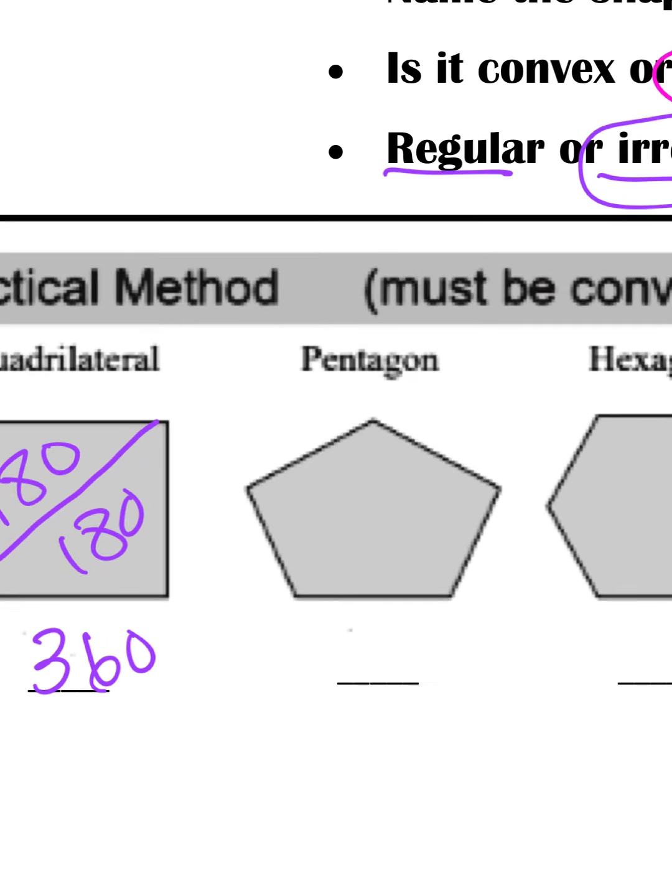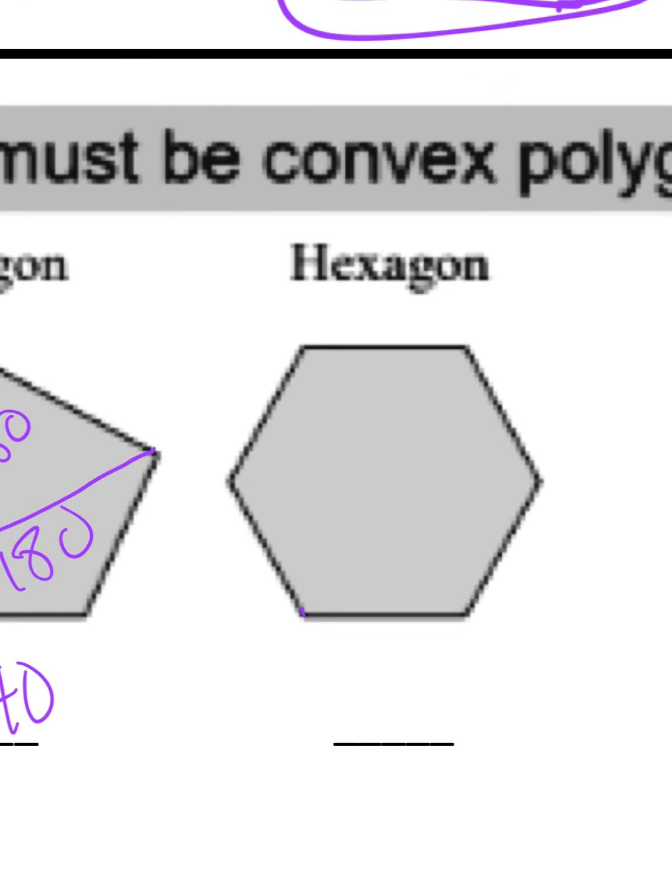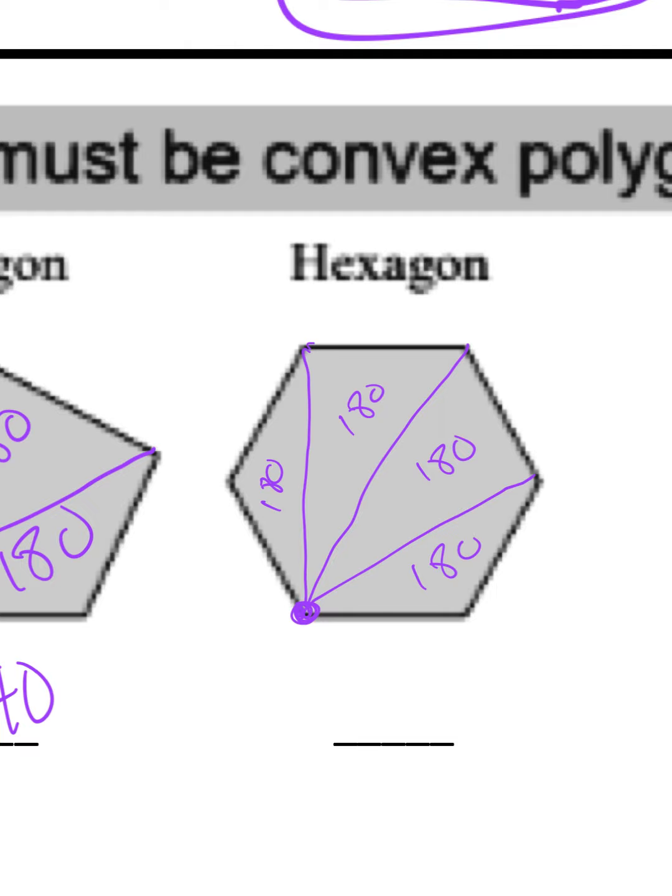So if I go to this pentagon, I'm going to draw my diagonals from one vertex. That's 180, that's 180, that's 180, which gives us 540 degrees on the inside. So we're trying to figure out what is the interior angles of the figure. So let's go to a hexagon, which is a six-sided figure. Start out at one vertex. How many triangles from that one vertex? So right here I have 180, 180, 180, 180. So when I add all those up, that gives me 720 degrees.